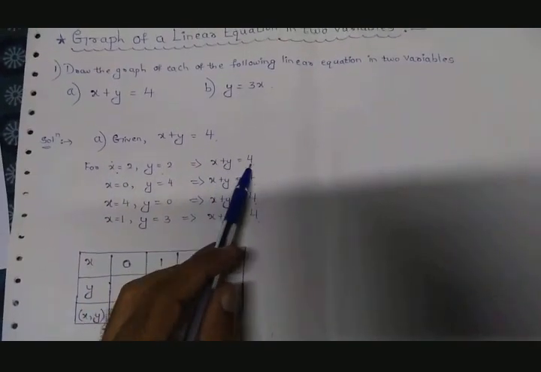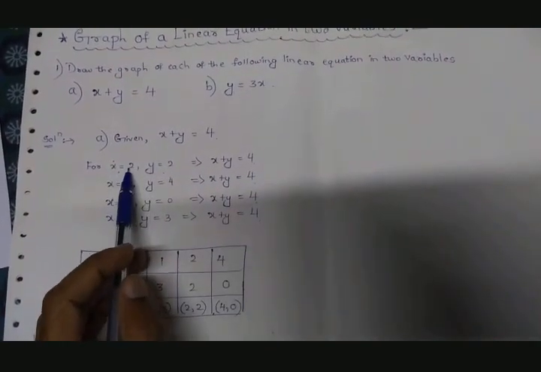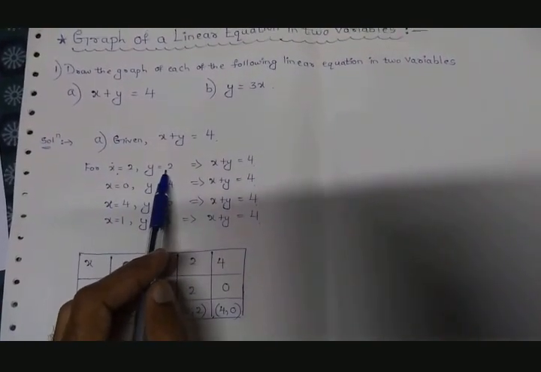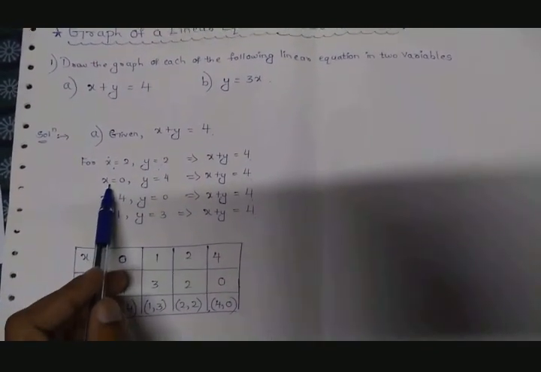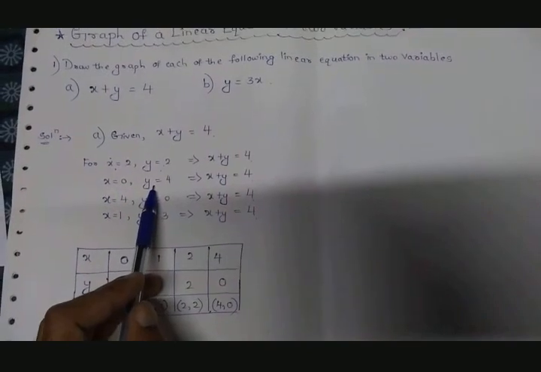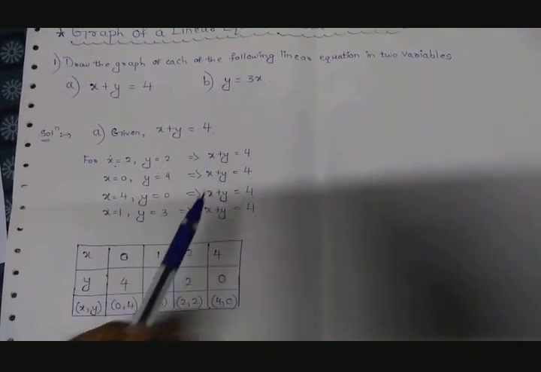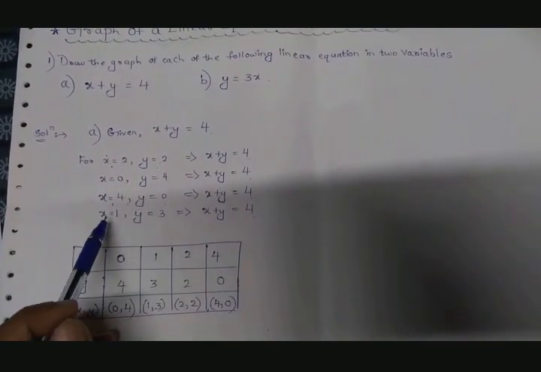This implies x plus y is equal to 4. So x is equal to 2 and y is equal to 2 are the solutions of the given linear equation in two variables. Similarly, x is equal to 0 and y is equal to 4 is also a solution of the linear equation x plus y is equal to 4. And similarly, x is equal to 4 and y is equal to 0, and x is equal to 1 and y is equal to 3.